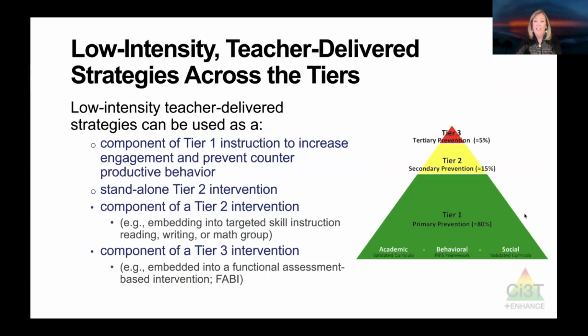Today we can look at how we're situating our low intensity teacher-delivered strategies across the tiers. These strategies are a component of Tier 1 instruction to increase engagement and prevent counterproductive behaviors. In Tier 2, we can use them as a standalone intervention. And of course, in Tier 2 and Tier 3, we can use them as a component. For example, in Tier 2, we can embed these skills into targeted skill instruction, maybe in reading, writing, or math. And then in Tier 3, we can embed them in a functional assessment-based intervention, such as the FABI.